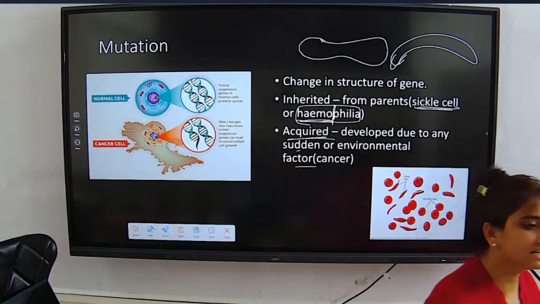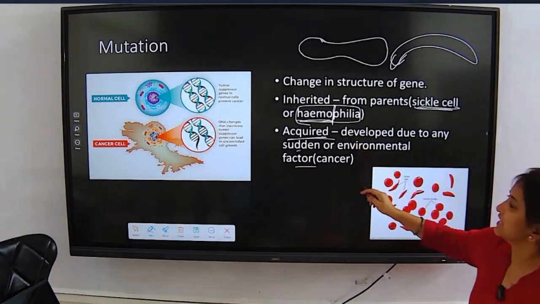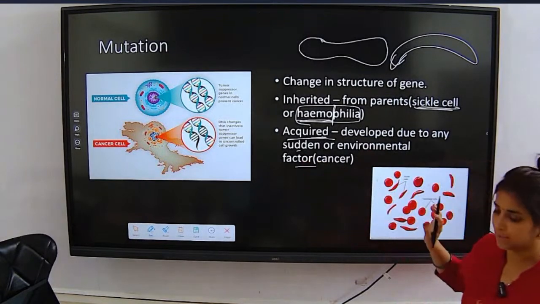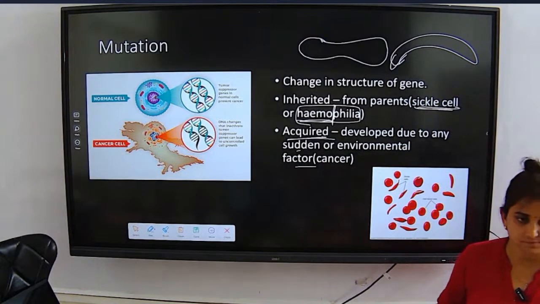Cancer is simply an overgrowing cell. That's it. But the problem occurs because this overgrowing cell starts pushing other cells. So I was saying that an acquired mutation can be because of any sudden or environmental change, for example, cancer.